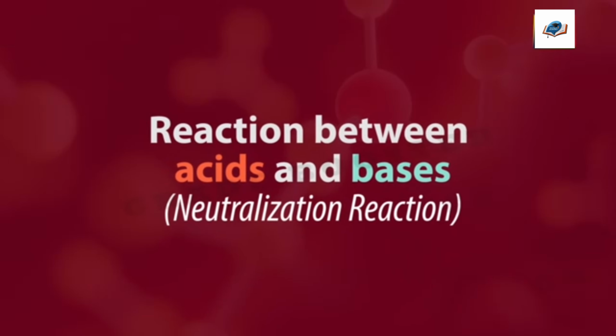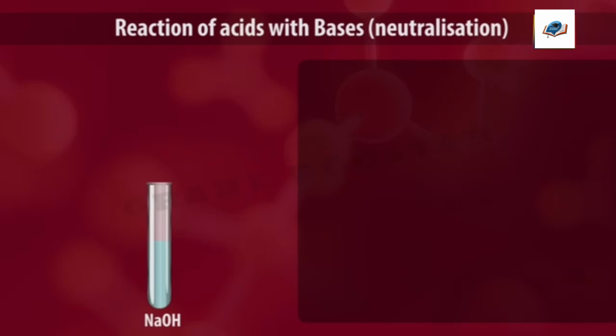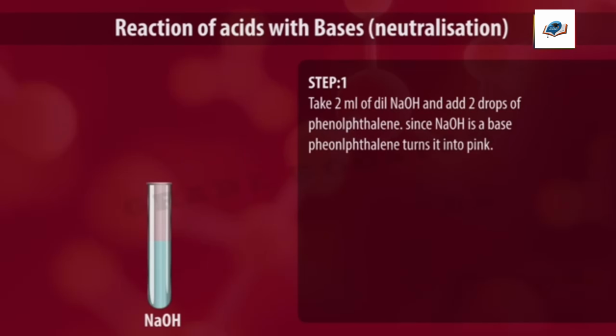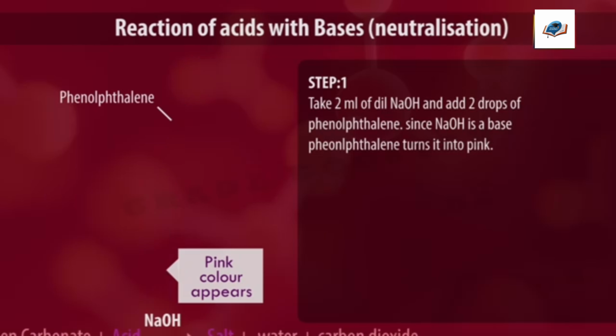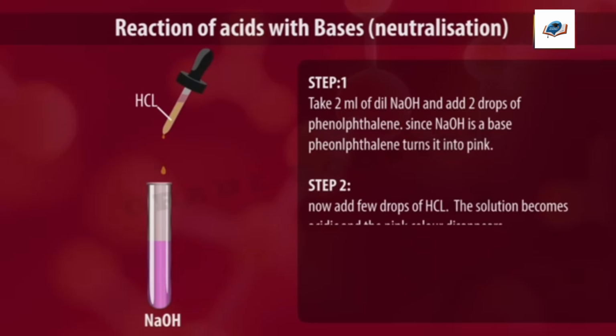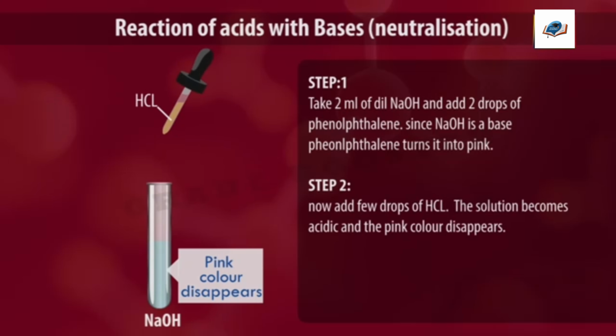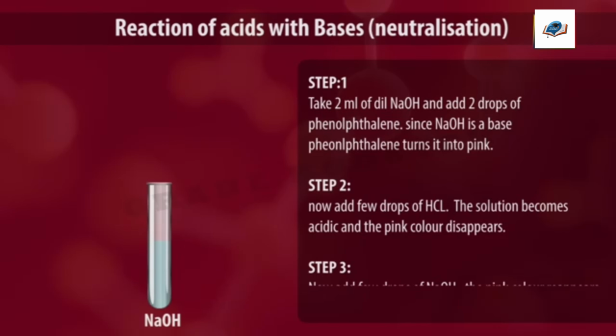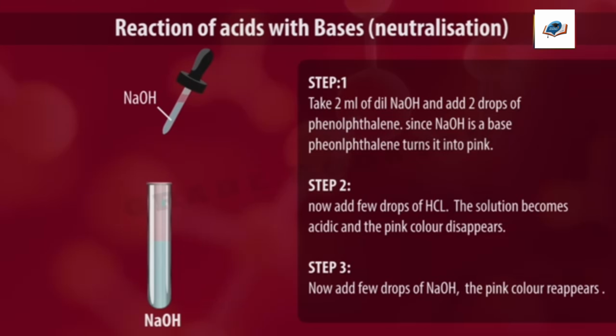Now let us see the reaction between acids and bases. Let us see an activity to understand this. Take 2 ml of dilute sodium hydroxide and add 2 drops of phenolphthalein. Since sodium hydroxide is a base, phenolphthalein turns it pink. Now add a few drops of HCl. The solution becomes acidic and the pink color disappears. Now add a few drops of sodium hydroxide, and the pink color reappears.